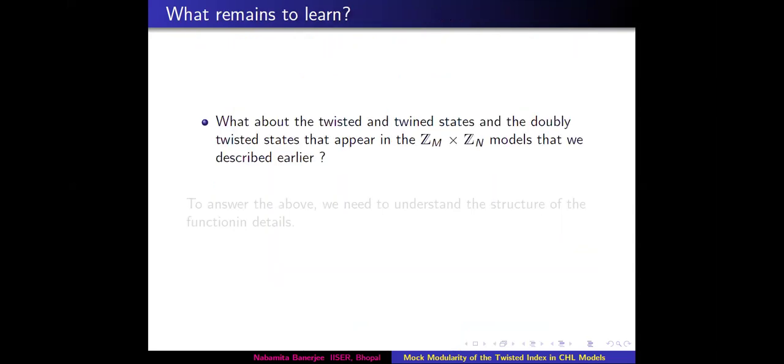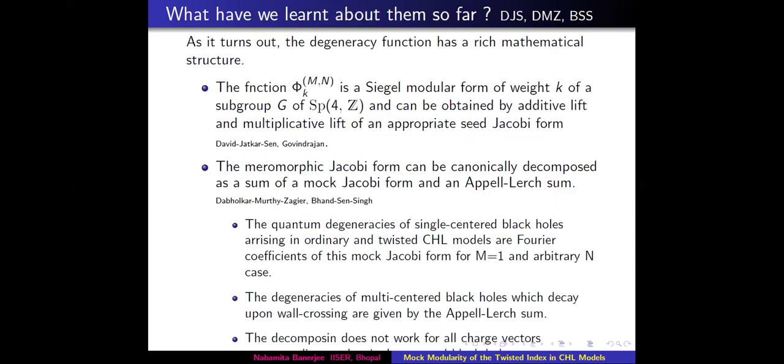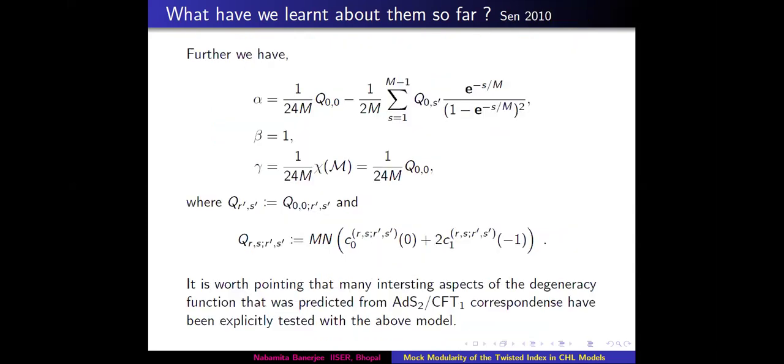Okay. So as I was saying, this brings us to the question of what remains to learn. So let me go back. Till this point, the results were known for any m and any n, provided we are considering the twisted twined sector and not the doubly twisted sector. The partition function for the doubly twisted sector and their further properties are still not properly studied. But at least the partition function is known for the twisted twined sector.